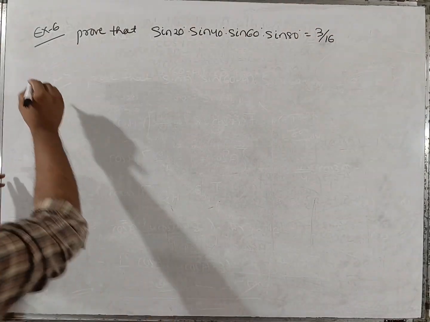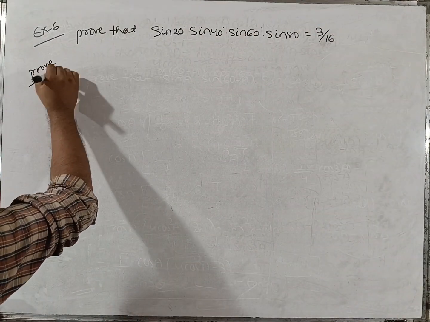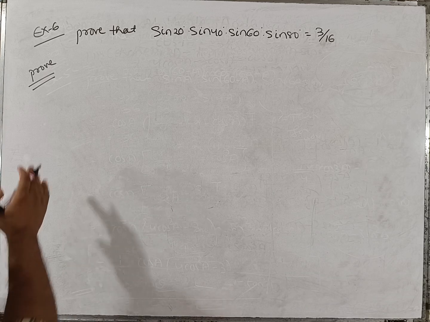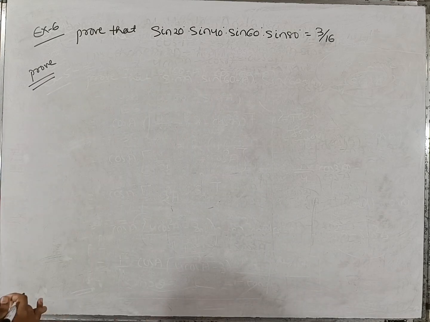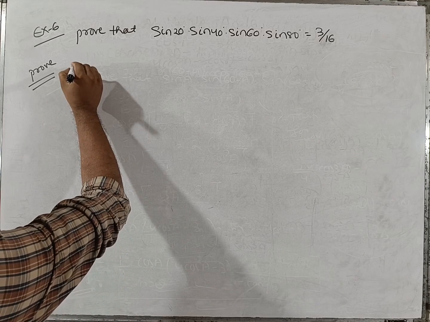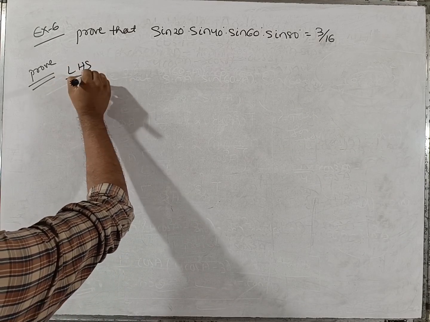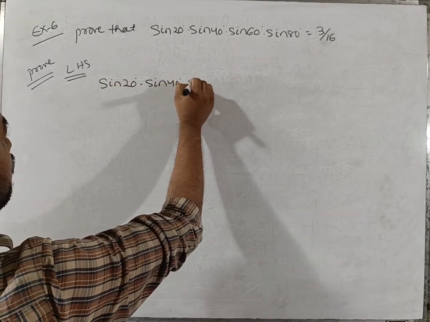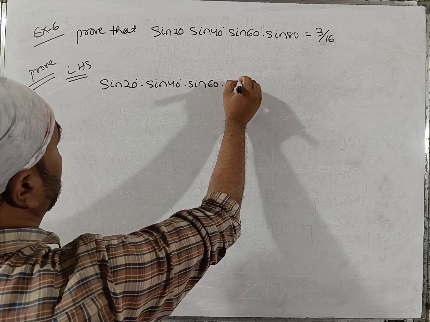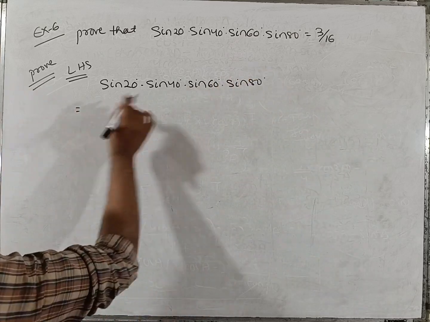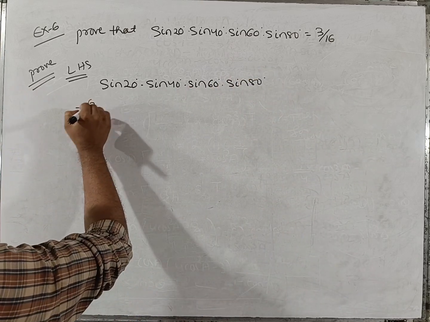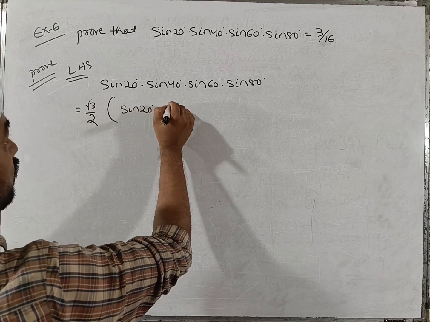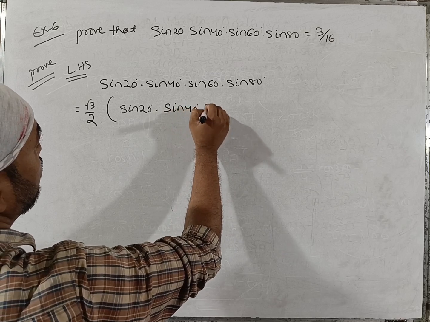Here it is the problem number 6. We have already discussed it in the topic of transformation formula, and now we are going to prove this by using the multiple angle. Here it is the left hand side, sin 20 multiplied with sin 40 multiplied with sin 60 multiplied with sin 80. The value of sin 60 is root 3 by 2. The remaining terms are sin 20, sin 40, sin 80.